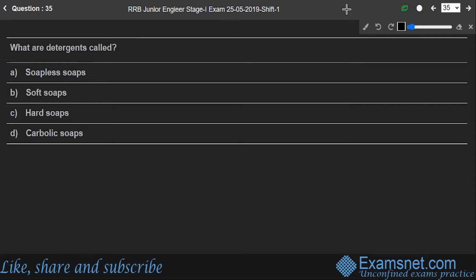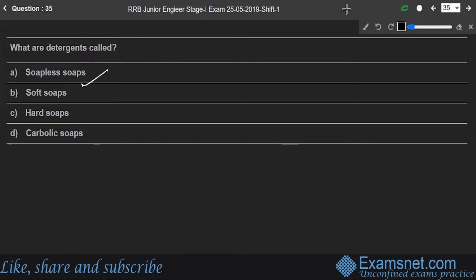Next is question number 35. What are detergents called? Soapless soaps, soft soaps, hard soaps, or carbolic soaps? Detergents are actually called soapless soaps. Detergents are also known as soapless soaps because they have all the properties of soap, but they are not soaps.